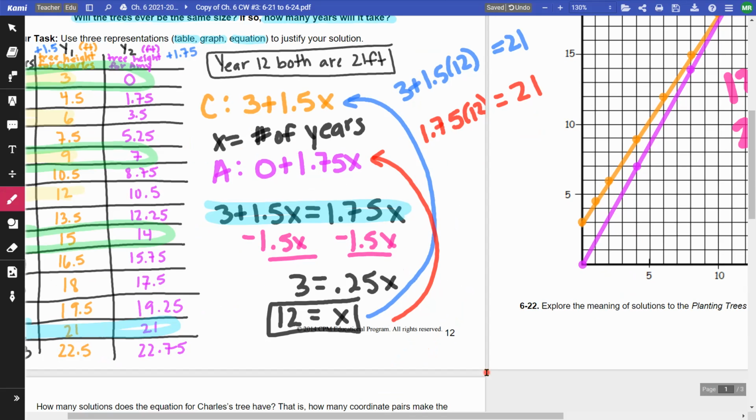So I set up an equation. Okay, I wrote an expression for Charles's tree and I wrote one for Amy's tree. And I set them equal because I want to know when they are the same. When I solved, I got x is 12, which was 12 years. Then I took this 12, and it doesn't matter which of these two I put it into because I'm going to get the same in both. And you see I did. I got 21. Then we submitted it. So this is all we got through in class. So you can do the same and submit.